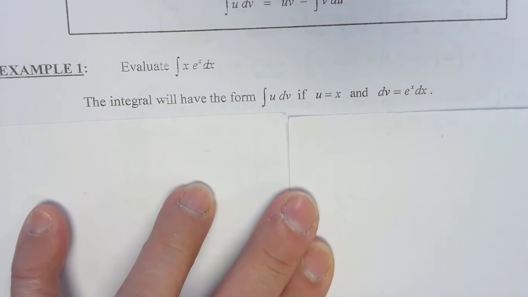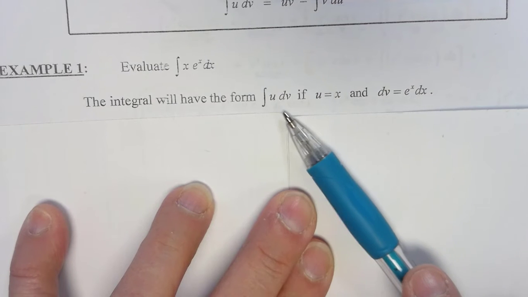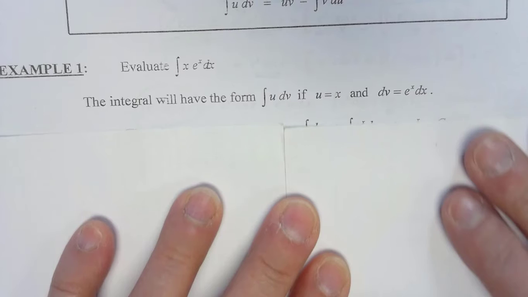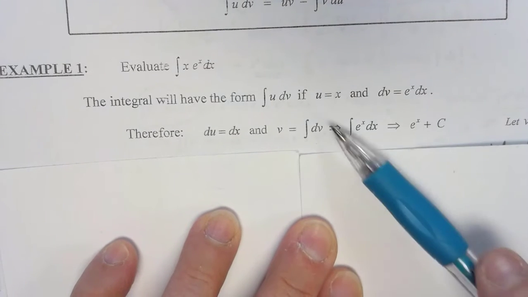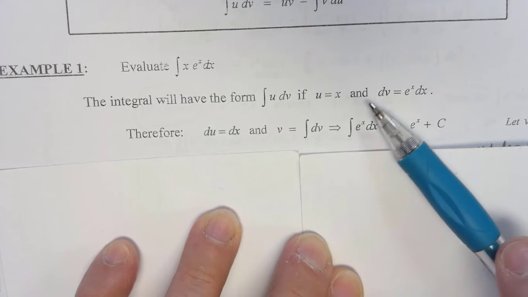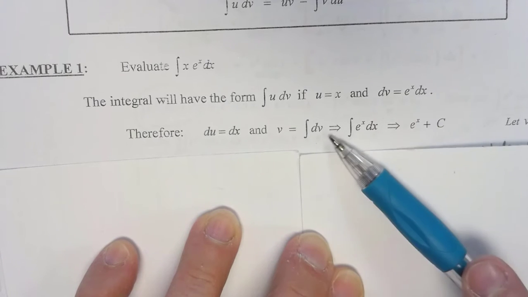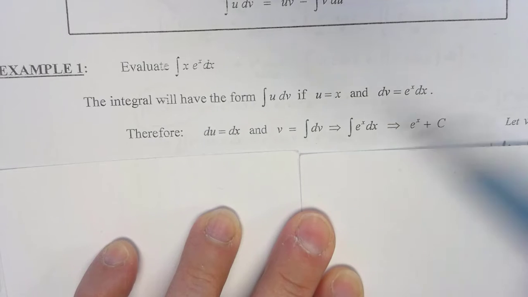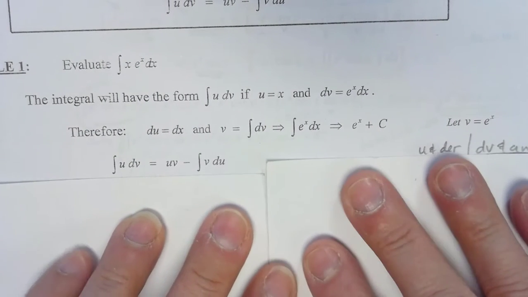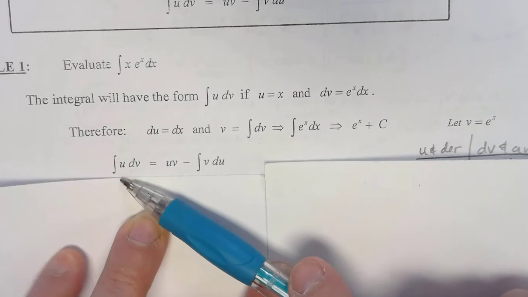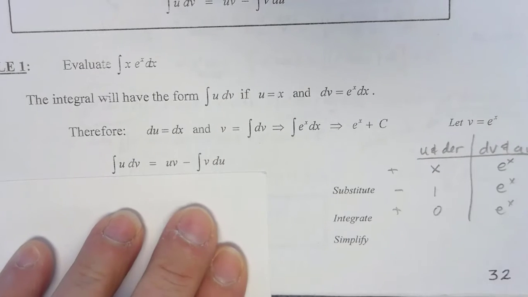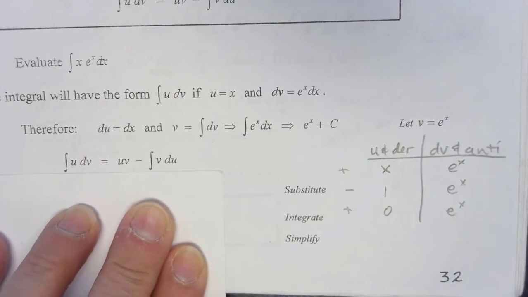So this integral will have the form integral of u dv if u is equal to x and dv equals e to the x dx. Therefore, if u is x, du is dx, and if dv is e to the x dx, we know how to anti-differentiate e to the x dx. Now, we're ready to go, and let's look at our formula. The integral of u dv is uv minus the integral of v du. You know what we're going to do? We're going to make a little chart.